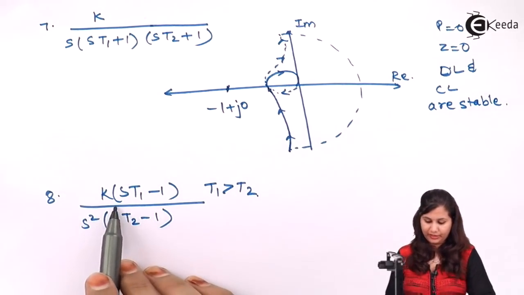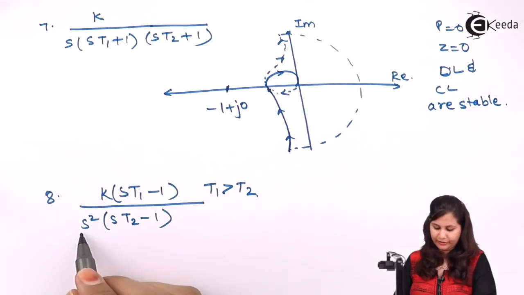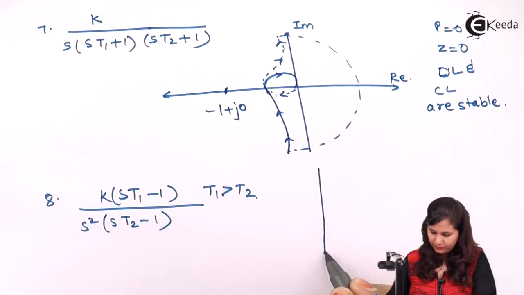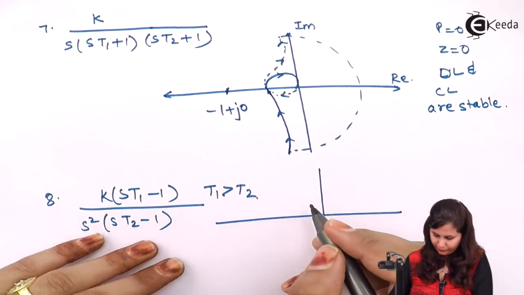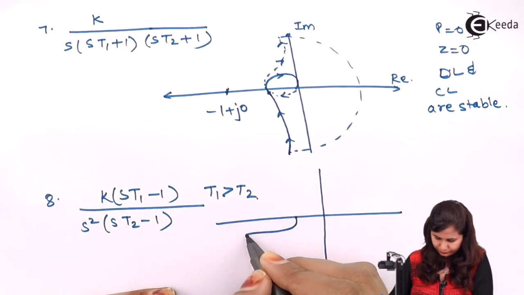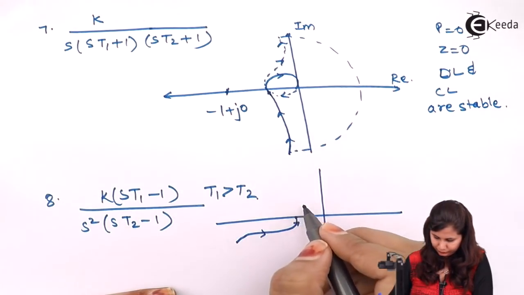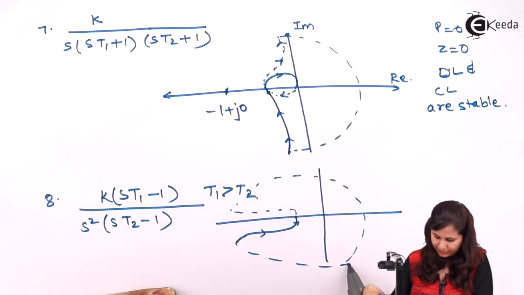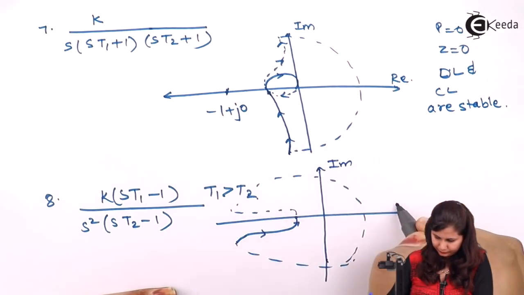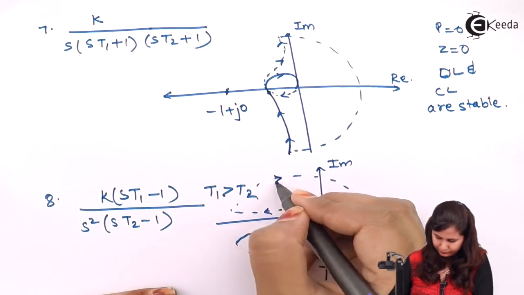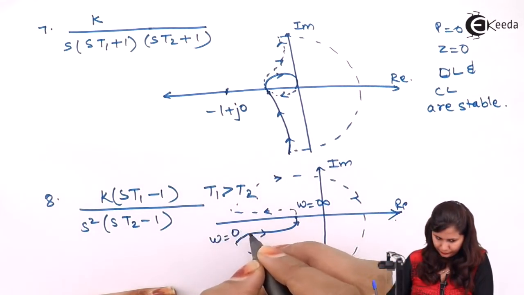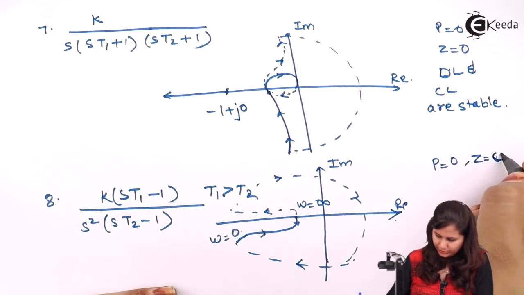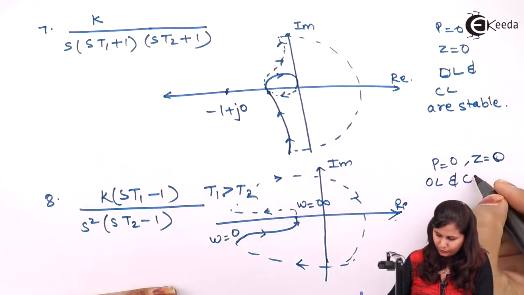Next transfer function, here we have a zero and two poles at the origin and one pole on the right hand side. For this system, the Nyquist plot will be like this, drawing its mirror image and then forming a semicircle. For this case also, P equals 0, Z equals 0. So both open loop and closed loop are stable.